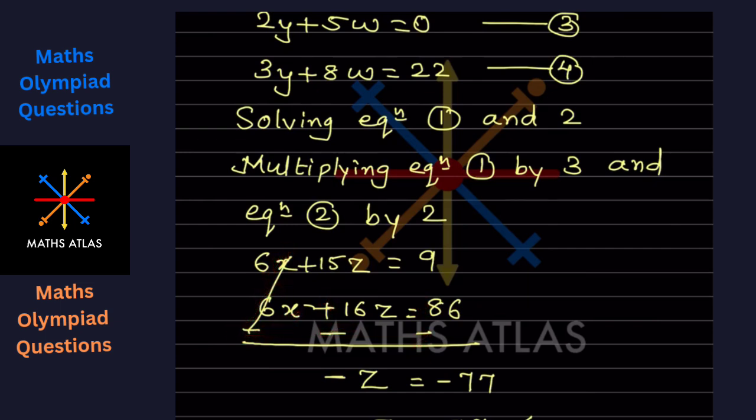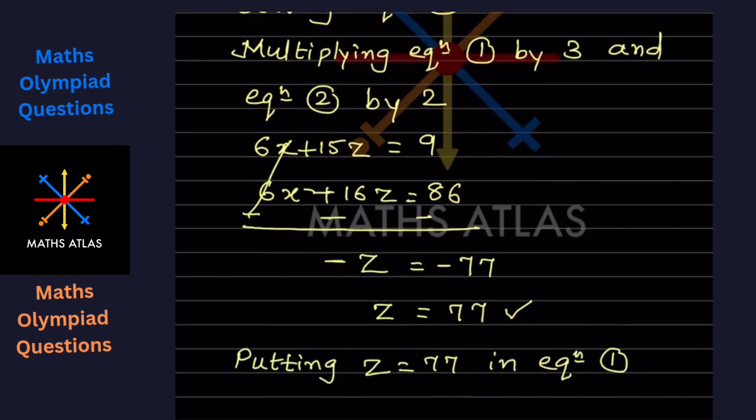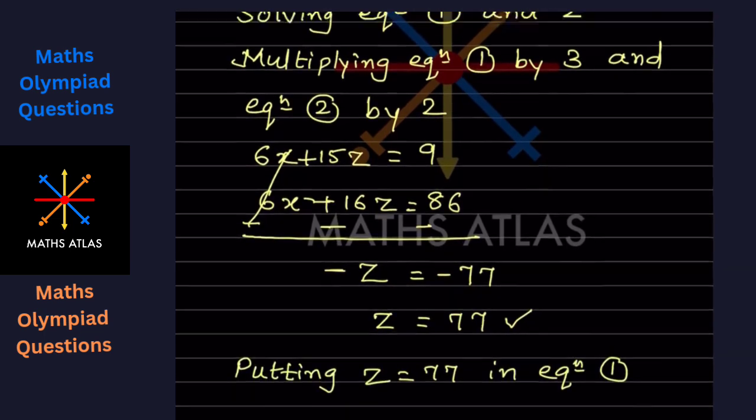So this gets cut. New sign is minus 16 plus 15 means minus 1, but usually we don't write minus. So that is only z, minus z. Now here minus 86 plus 9. So that is going to be minus 77. So now this gets cut, so z is 77. So you got z. Now what are you going to do? Putting z is equal to 77.